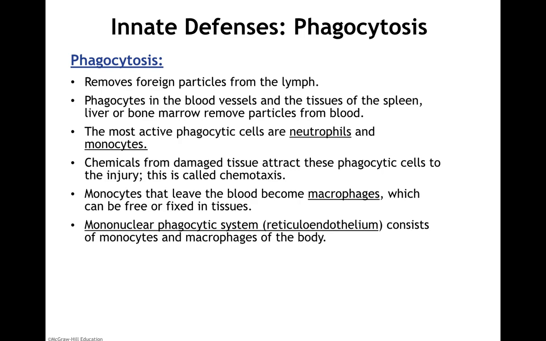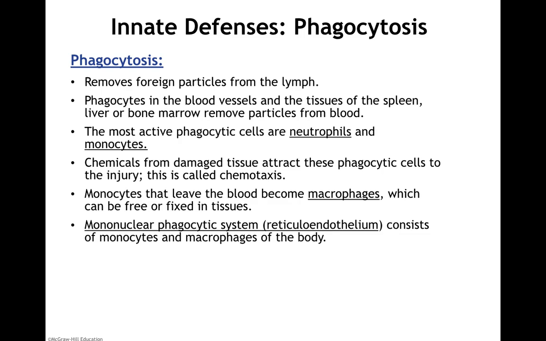So phagocytosis removes foreign particles from the lymph. Phagocytes in the blood vessels and the tissues of the spleen, liver, and bone marrow would get their particles from the blood. Most active phagocytic cells are the neutrophils and the monocytes. Chemicals from those damaged tissues will attract those phagocytic cells using a process called positive chemotaxis.